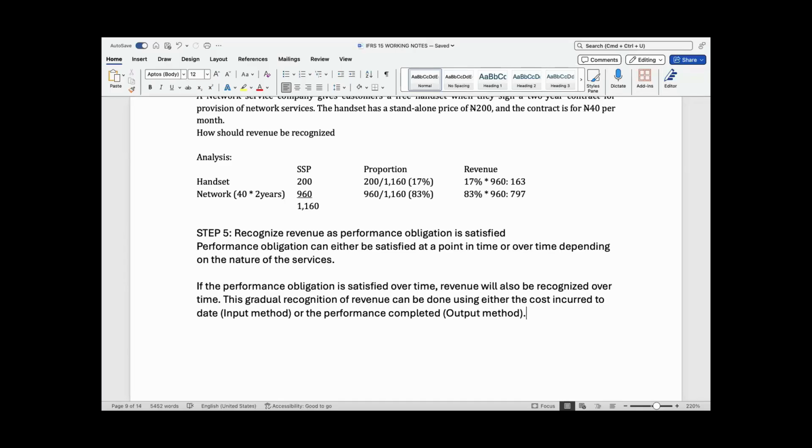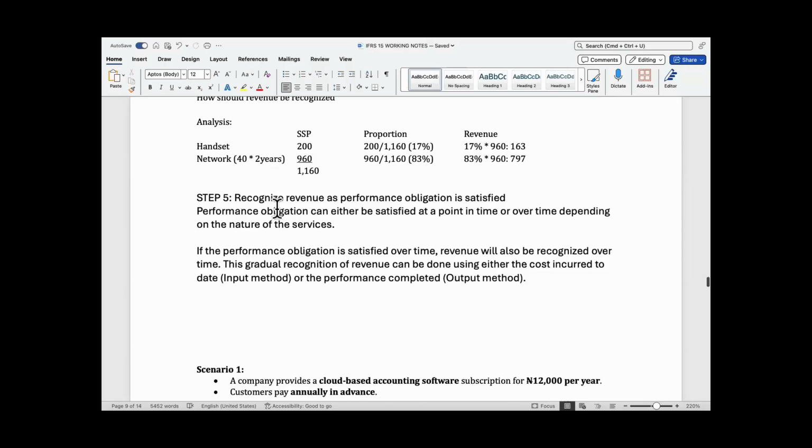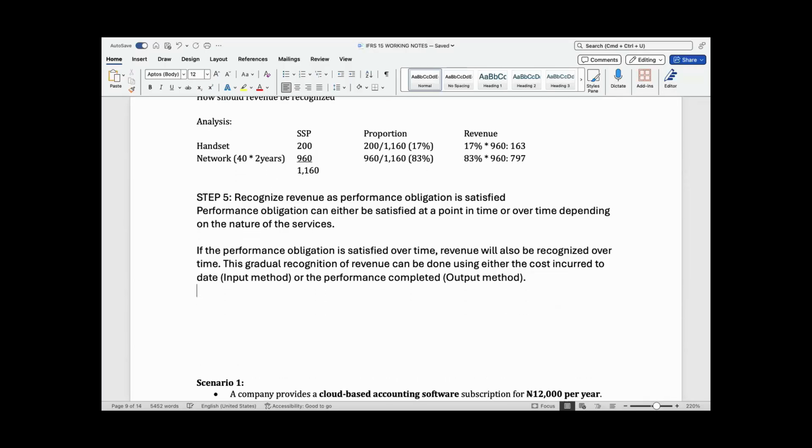And there are some where they don't know how long it will take and all of that. Then they'll probably be using cost incurred to date to ascertain the amount they can recognize to date, like that.